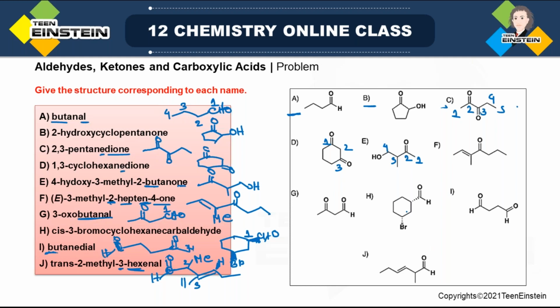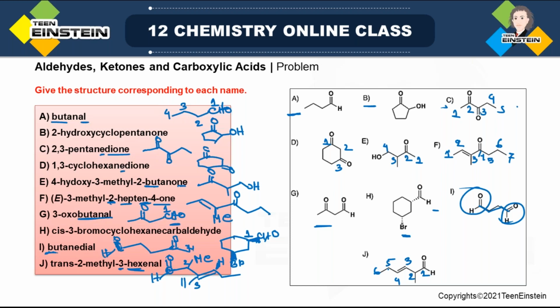Compound F. Now F, it is E, that is the double bond is E, and 3-methyl, position of one it is 2. So it is 1, 2, 3, 4, 5, 6, 7. Compound G, 3-oxobutanal. So this is the structure you can see here, same. Compound H, here I have written both the bonds above. You can write the other possibility also, both are fine. Then compound I, butanedial, 4 carbon, at 2 terminal positions, 2 aldehydes. And the last one, there is aldehyde. So this is 1, this is 2, 3, 4, 5, 6. 2 position there is methyl, 3 position the double bond is starting, and 1 is obviously the aldehyde.